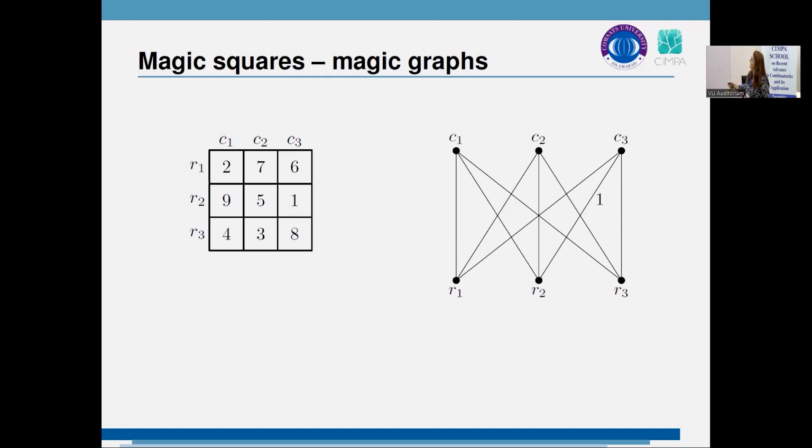Oh, I started with number 1. Sorry. So here we'll put the number 2. But in my example, I started with number 1. So number 1 is in row 2, column 3. So we will assign number 1 to this edge, the edge joining the vertices R2, C3. Then number 2 is in row 1, column 1. So we will assign number 2 to this edge. Now number 3. Number 3 is here. So it is row 3, column 2. So we assign number 3 to this.